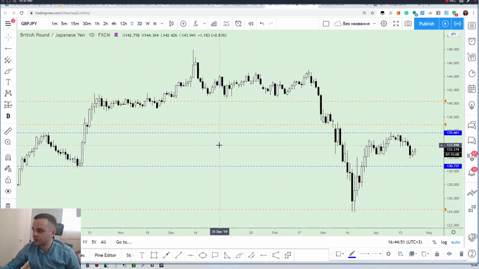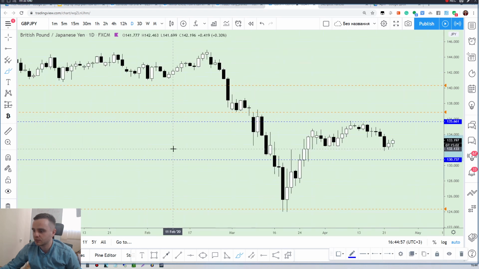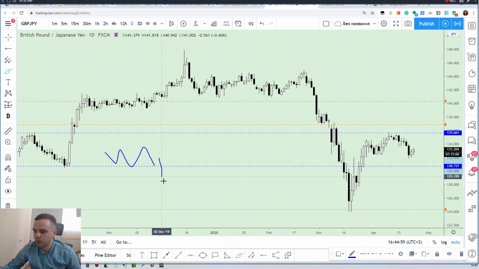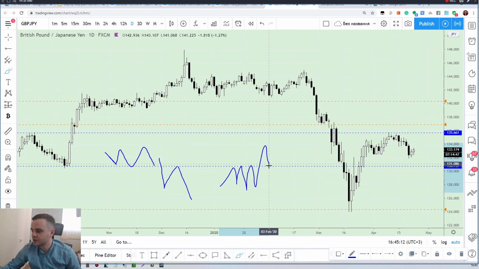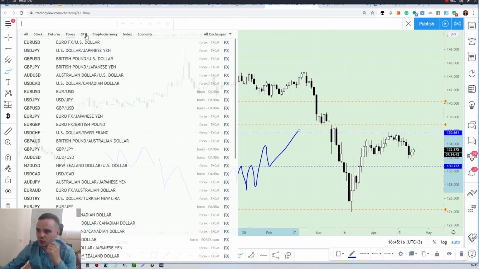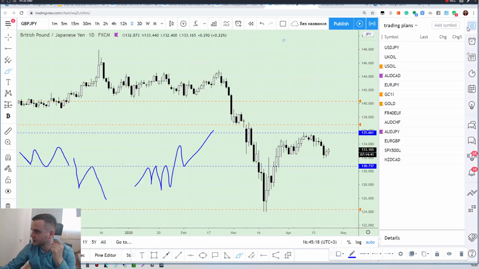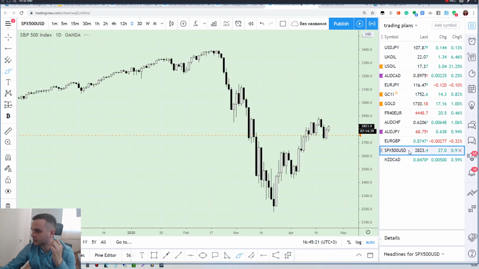Once more, my friends, what is a mirror level? Mirror level is when we have support, for example, like here, we have support. Suddenly that support breaks, and after pullback, that support becomes resistance. And opposite, we have resistance, and suddenly that resistance becomes a support. Always, it is better to use this type of instrument and follow global trend.